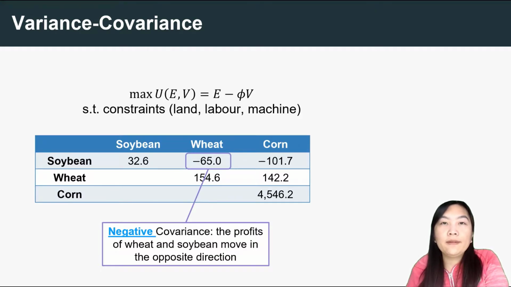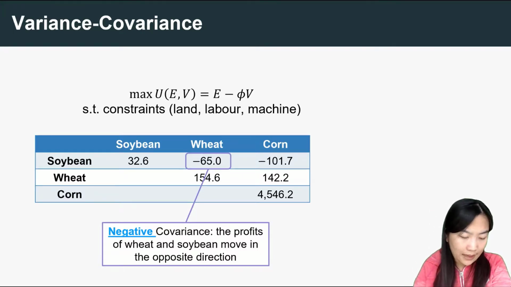And we also have the negative covariance here. It's between wheat and soybean. That means that the profits of those two crops move in the opposite direction. If the profit of wheat increases, then the profit of soybean decreases. So that's what that covariance means.